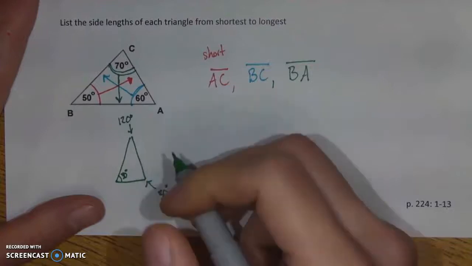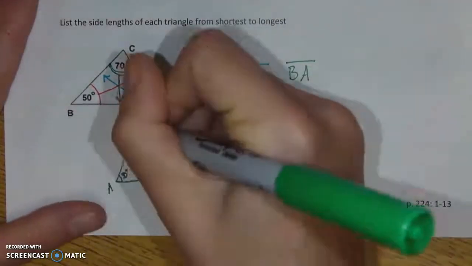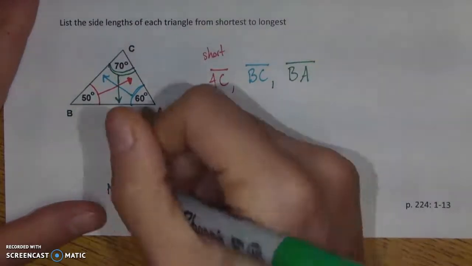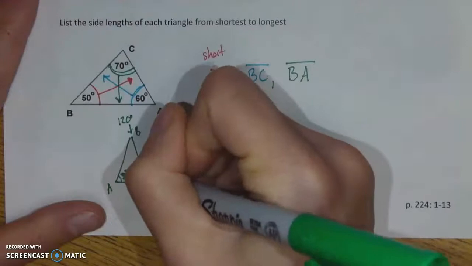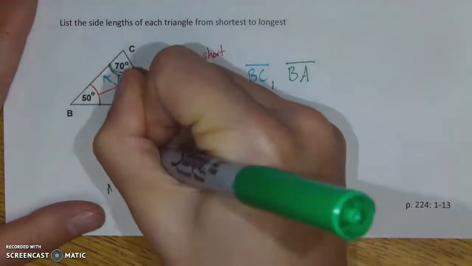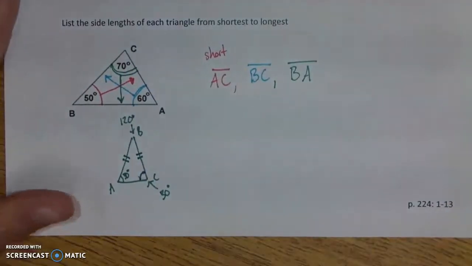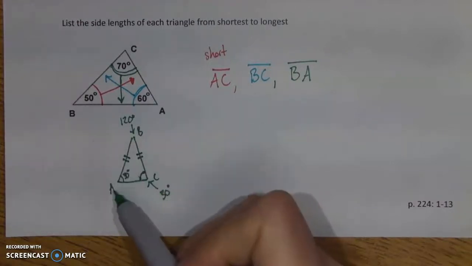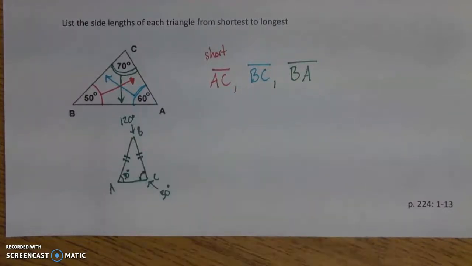Now, if I'm saying, okay, list the sides from smallest to largest, you might notice a problem. 30 and 30 are exactly the same. Well, we know that 30 and 30 are the same, and that means that this must be an isosceles triangle. And it has to be isosceles because isosceles triangles have two base angles that are congruent. That means the sides AB and CB are going to be the same length.